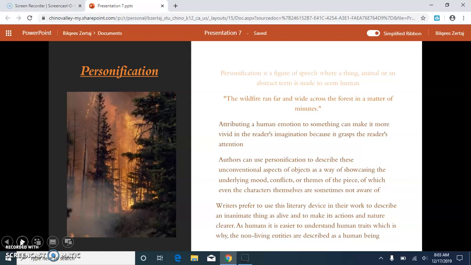I feel like writers prefer to use this literary device in their work to describe an inanimate thing as alive and to make its actions and nature clearer. As humans, it is easier to understand human traits, which is why non-living entities are described as human beings. Authors can also use personification to describe the unconventional aspects of objects or things as a way of showcasing the underlying mood, conflict, or themes of the piece, of which even the characters themselves are sometimes not aware.